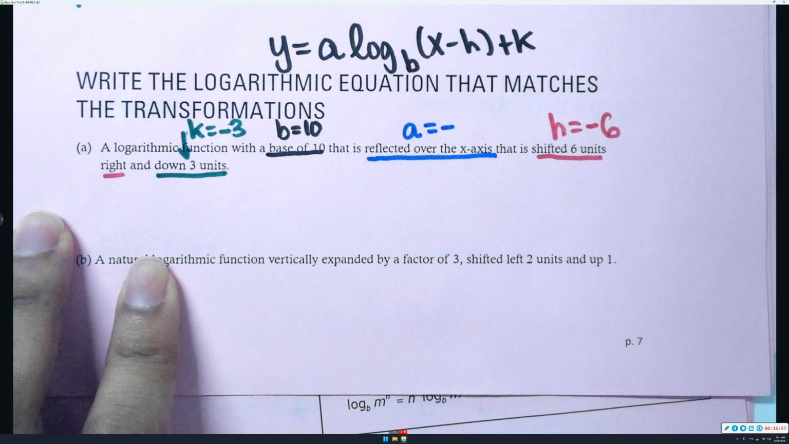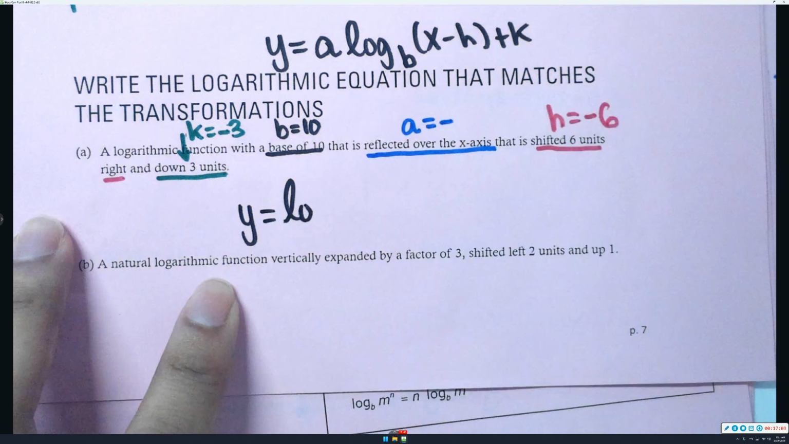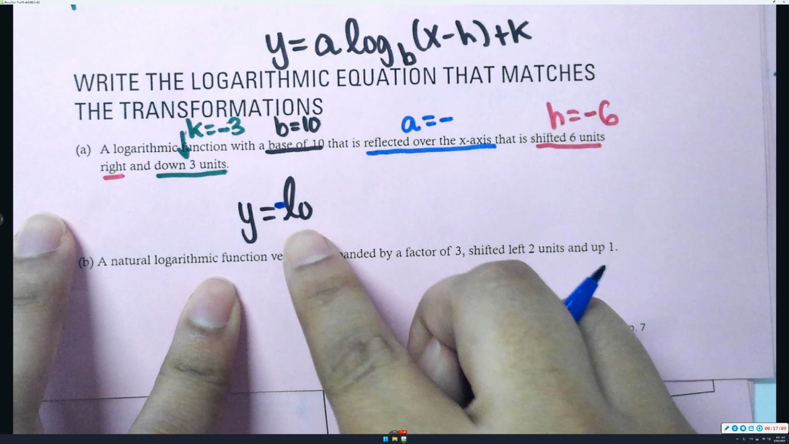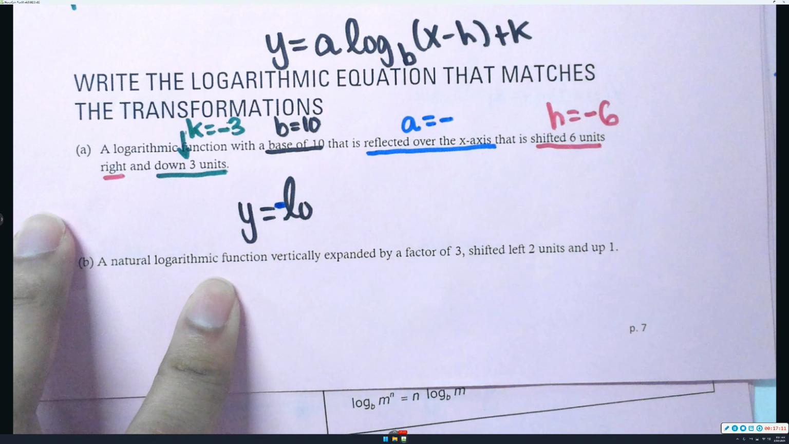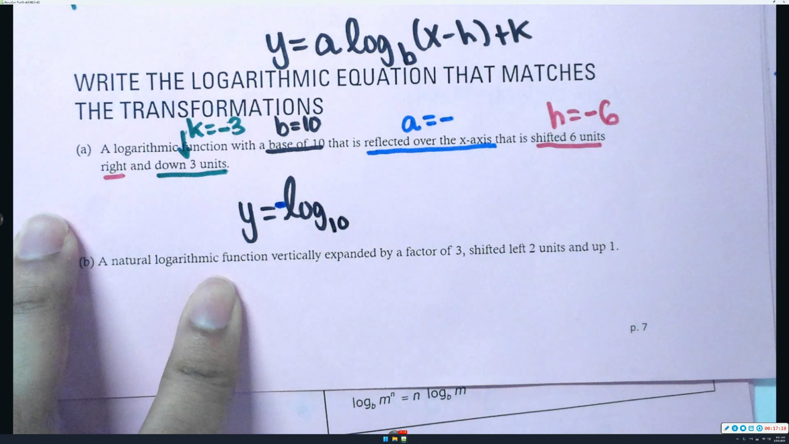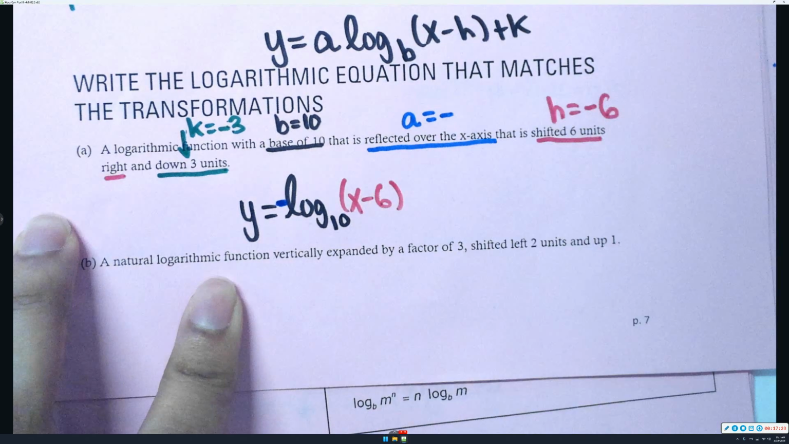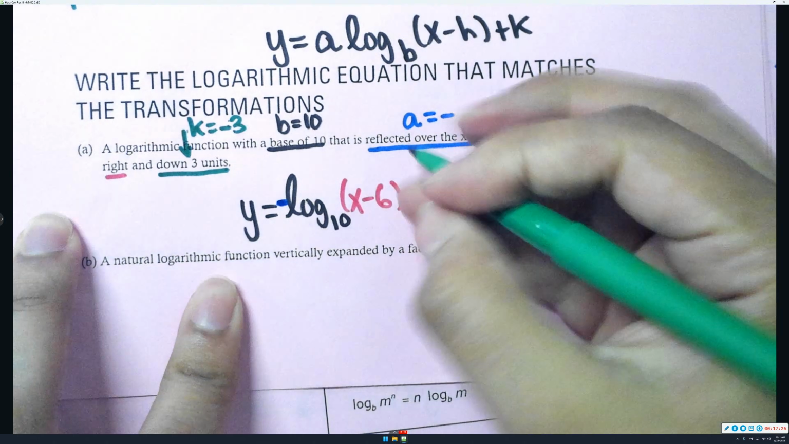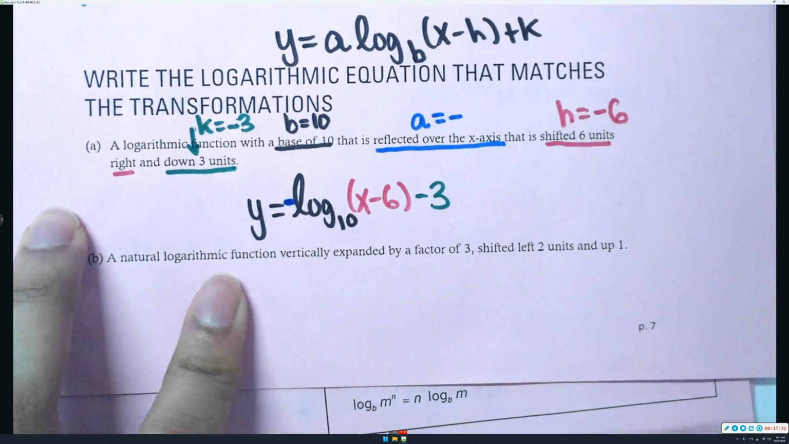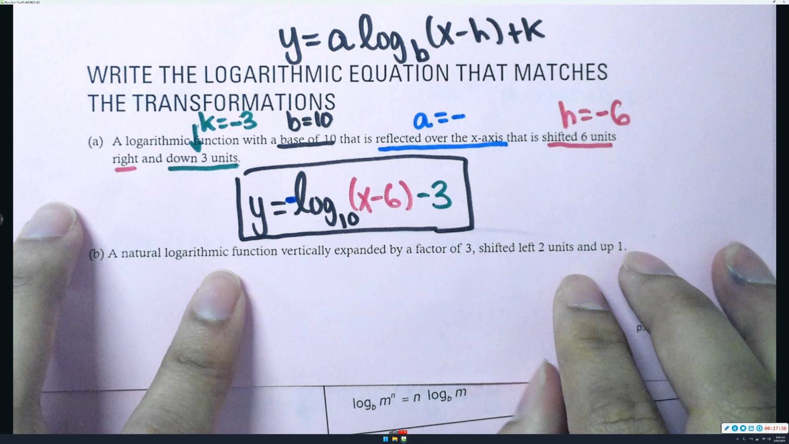So if I put all of this together, I have y equals log, I have the negative symbol. Don't forget about that, guys. We had a negative symbol right there. y equals negative log base 10 of parentheses x minus 6, close parentheses, and then minus 3. And guess what? That is going to be our final solution. Let's go ahead and box that up. There we go. Questions, doubts about this, guys?